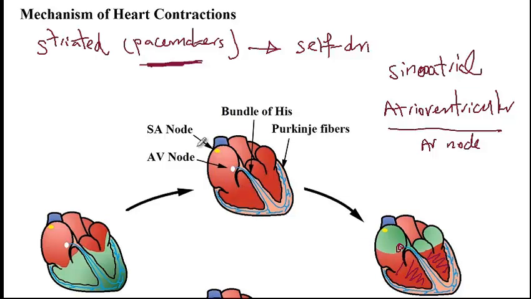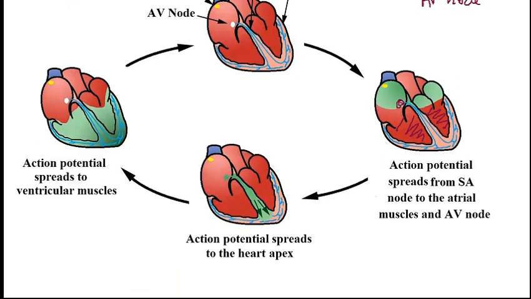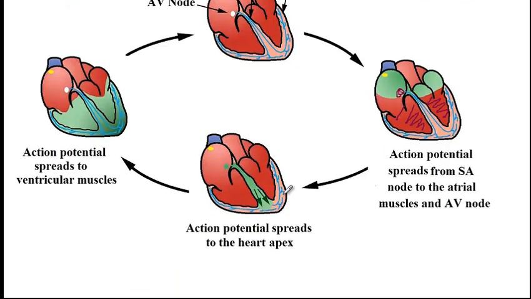And then from the AV node, there will be impulse passing through the bundle of His, which is divided into the left and right bundle of His. And then the bundle of His, with the help of the Purkinje fibers, will transmit the impulse through the entire ventricles. So here you can see that the bundle of His allows the action potential to spread to the heart apex, and from here on, with the help of the Purkinje fibers, the action potential spreads to the rest of the ventricular muscles.